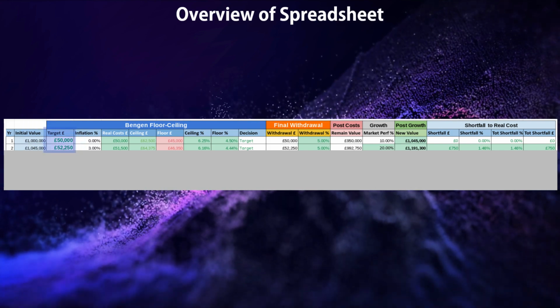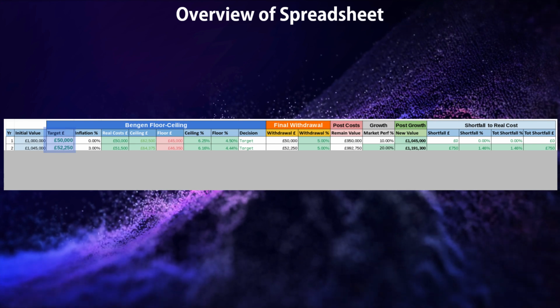The target withdrawal is always a percentage of the portfolio balance, and I've assumed a 3% inflation rate. This brings us to the key part, the floor-ceiling calculations. The real costs are adjusted annually for inflation, while the ceiling is set at 25% above this amount, and the floor at 10% below it.